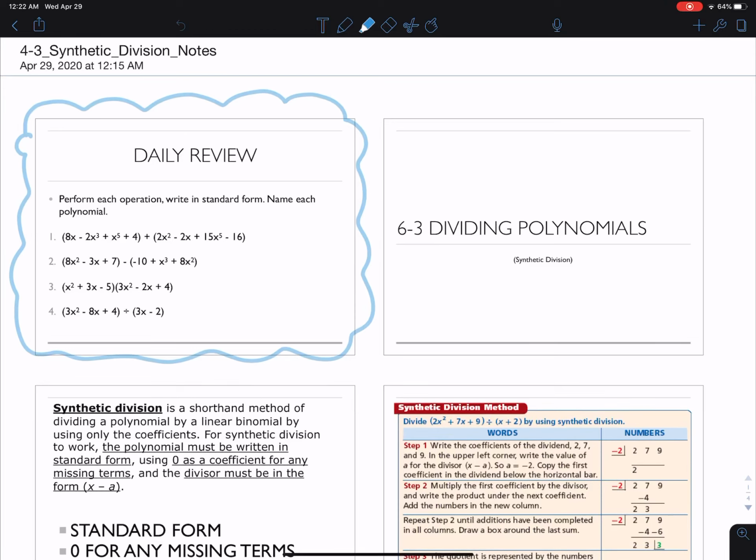Okay, so we're dividing polynomials again, but this is a shorthand method called synthetic division. It's very, very important that you learn this because it can save you so much time as opposed to long division. And we'll use it later on when we're finding real roots of polynomial equations.